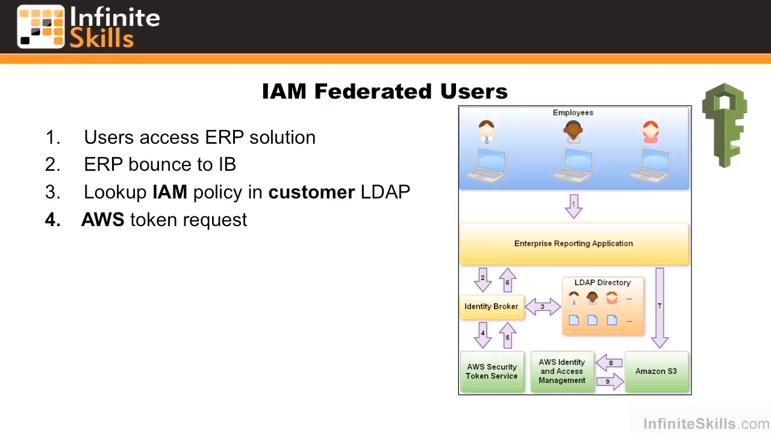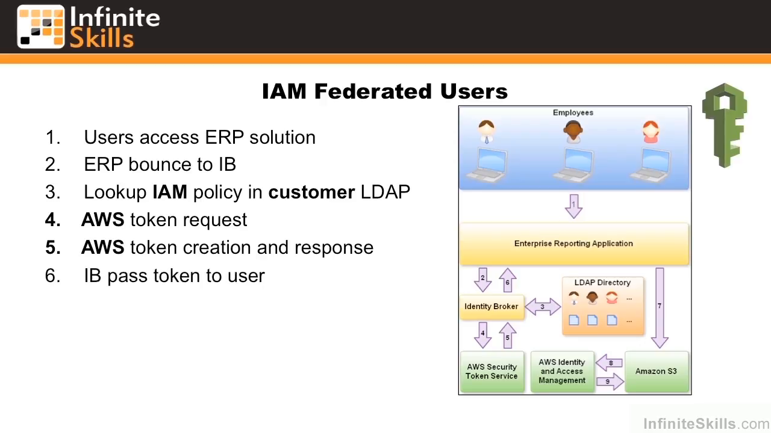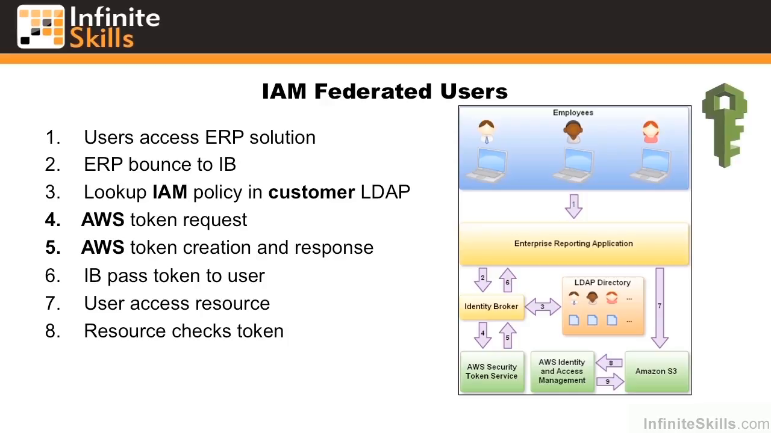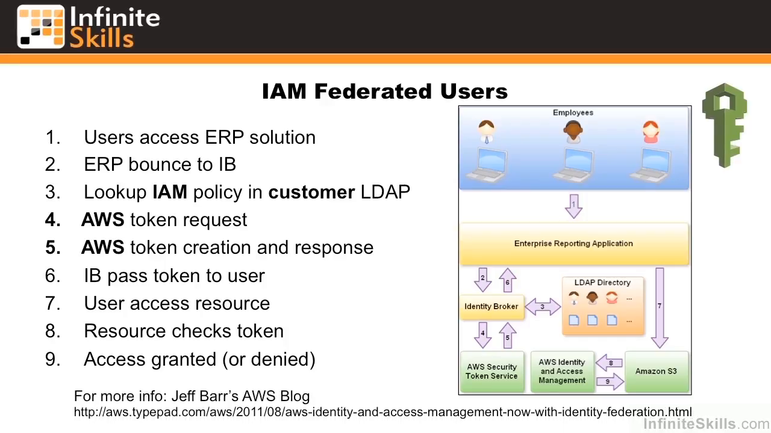In step 4, we do an AWS token request for that policy, and AWS creates the token and hands it back, which flows through to the user. When the user goes to access Amazon S3 or whatever resource they're trying to in AWS, the resource then checks the token in IAM to make sure it's valid. And if the token is valid, you're granted access or denied if it's not. Jeff Barr's AWS blog at this specific URL has some more info on how to do this.